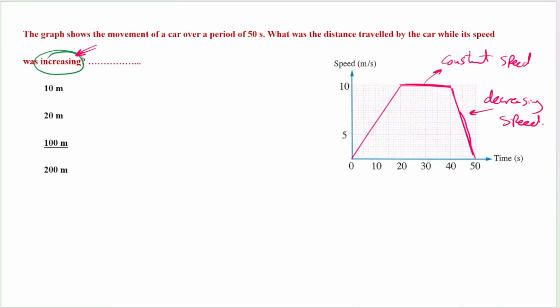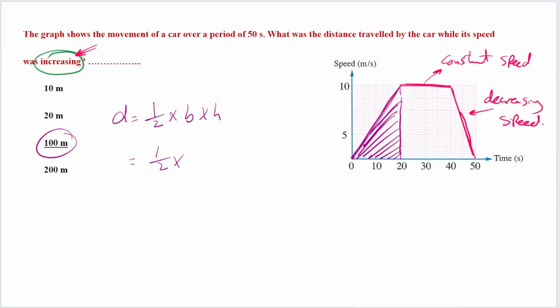What about this one? The speed was increasing from 0 to 10 over 20 seconds. So you need just to find the area of this part, because this is the only interval in which the car's speed was increasing. So the answer should be 100. How can we calculate it? So area under the graph, because we are searching for the distance. This is the area of a triangle, half times base times height.